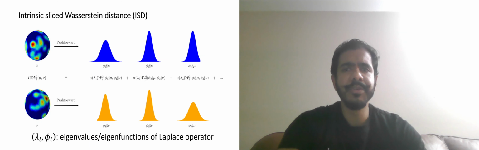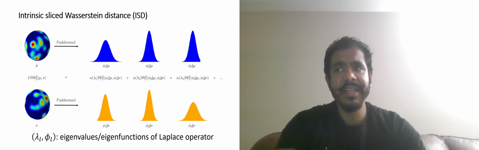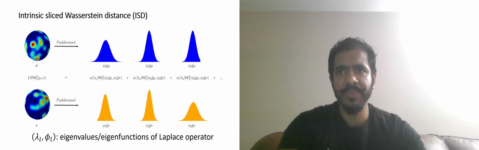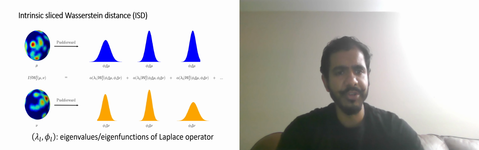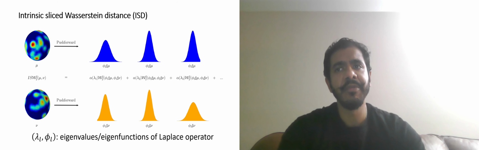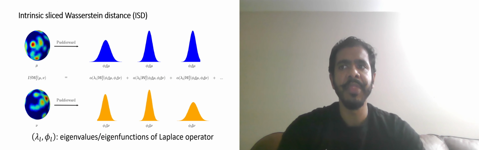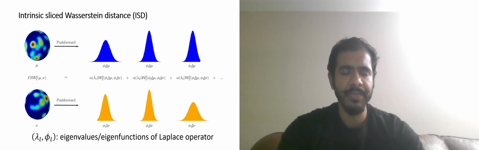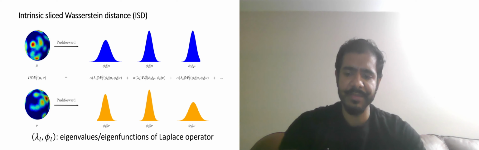One of the main contributions of our work is the definition of intrinsic sliced Wasserstein distance. We propose to calculate Wasserstein distances between push-forwards of two distributions onto the real line, where the push-forward functions come from eigenfunctions of the Laplace-Beltrami operator of the manifold. The sliced distance is obtained as the weighted sum of those squared Wasserstein distances.